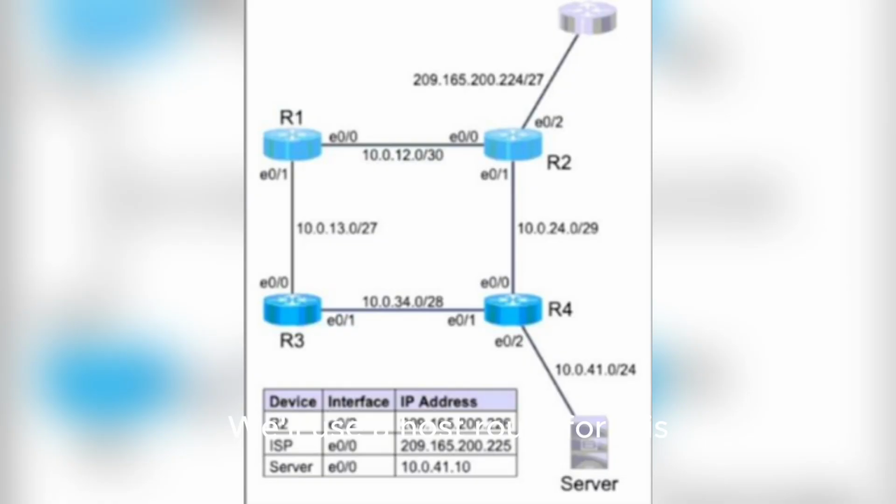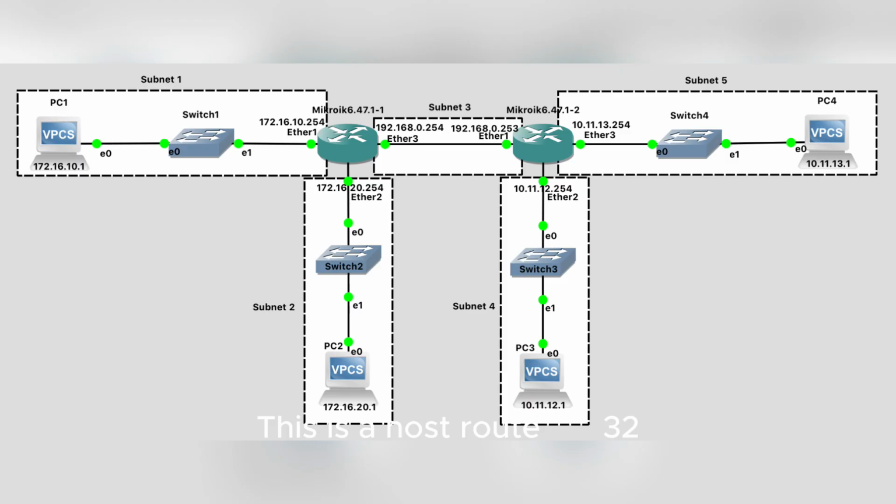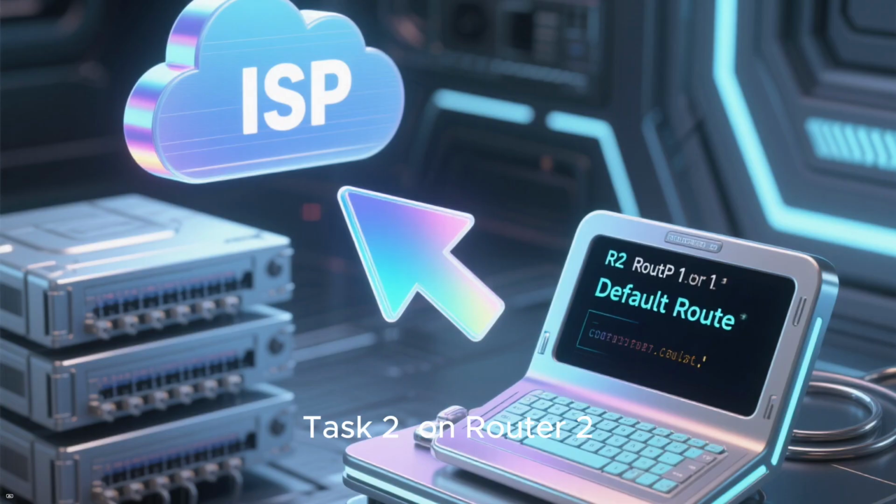10.0.4.10. We'll use a host route for this, pointing to R2 as the next hop. The command is R1 config # ip route 10.0.4.10 255.255.255.255 10.0.12.2. That /32 mask ensures only traffic to that server uses this path. This is a host route, /32 mask equals only that server. Next hop is R2. Task 2.